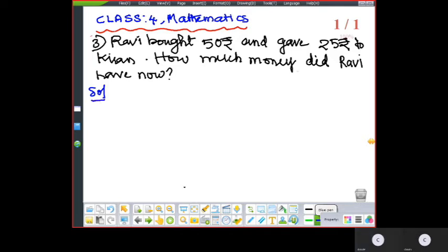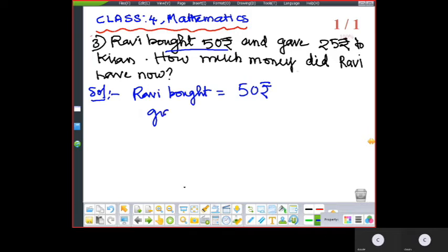Solution. So firstly, how much money did Ravi have? Ravi's money is equal to 50 rupees. Yes, see here. Now how much money did he give? He gave money equal to 25 rupees. Okay, children? From 50 rupees, he gave 25 rupees to his friend.